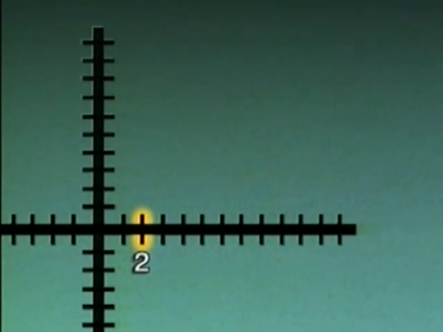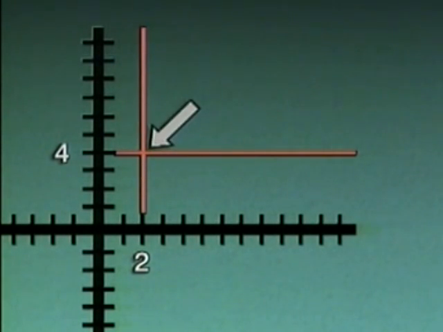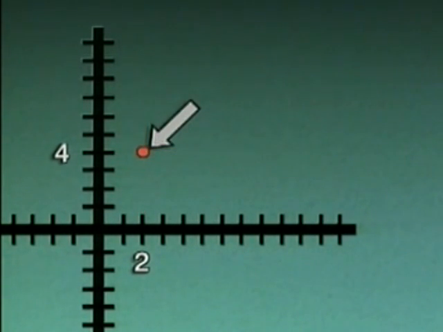At that point, an imaginary line is drawn perpendicular to the x-axis. Next, the appropriate value for y is located on the y-axis. In this case, we'll say it's 4. An imaginary line is then drawn perpendicular to the y-axis at that point. The point where the two imaginary lines cross is the value represented by 2 on the x-axis and 4 on the y-axis.